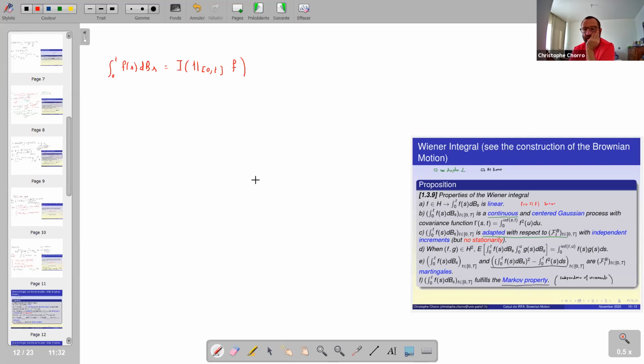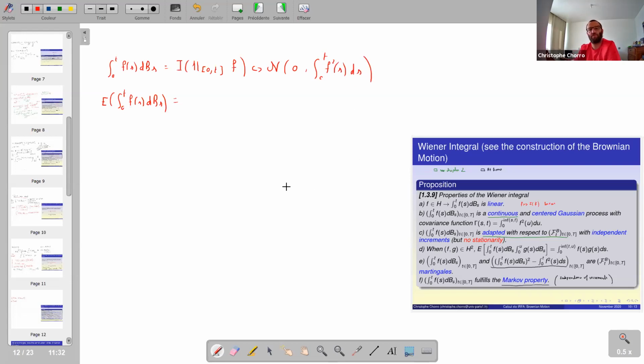First, the mean function and the variance covariance function. If I compute the expectation of this one, it is just the expectation of this term, and I know that this term follows an N(0, integral between 0 and t of f square of s ds) by what I have done previously. So this one is 0. Okay, so the mean function, I am centered here.